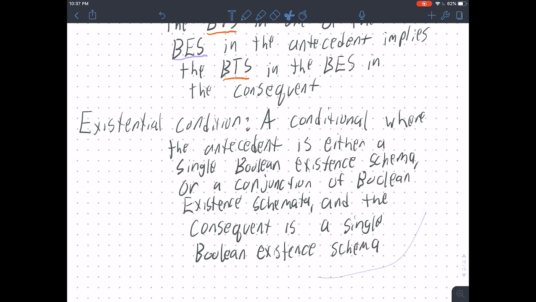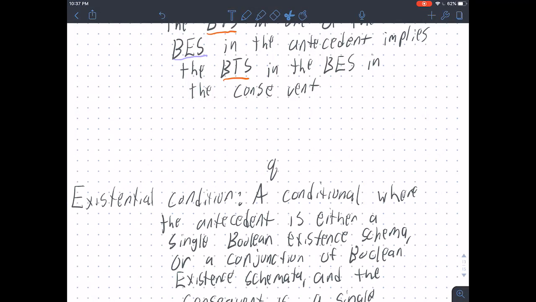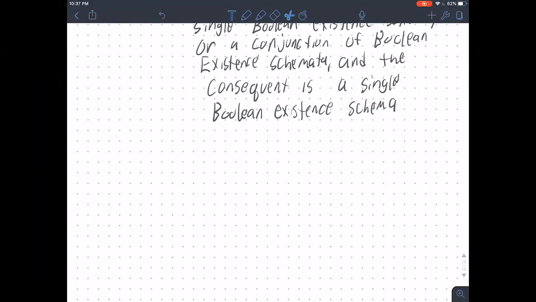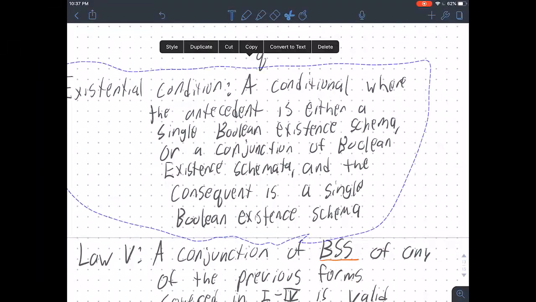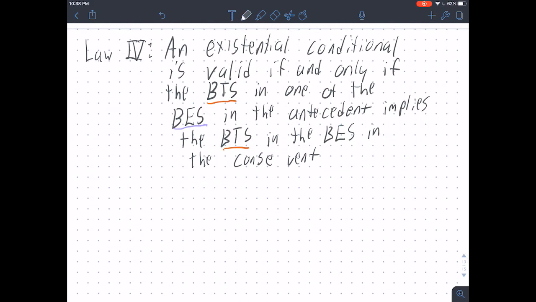Okay, I need to move this around. And again, this is one of those things that seems more confusing than it is until you see an example. Let me stash this down here. Okay, so here are some examples of things that are Boolean or existential conditionals.